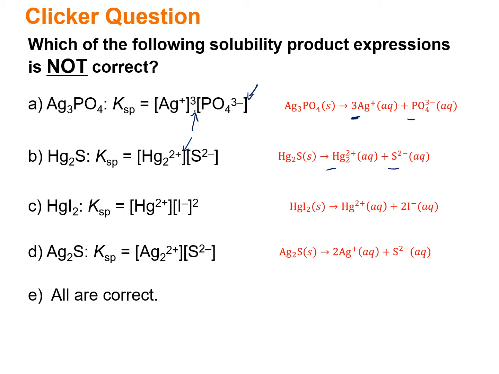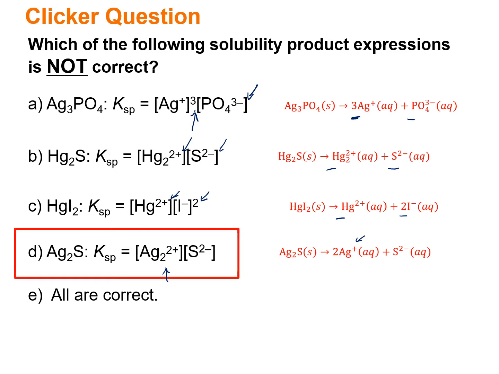The sulfide again has a coefficient of 1. Mercury has a coefficient of 1, and that's consistent with what you see there. And with iodide, we have a 2, and that's what we see up top as the exponent. The one that is not consistent is broken up into the wrong ion. We should get silver plus squared, and instead they have this polyatomic cation, which does not work. So that one is the incorrect one, and we label that one as our answer for this particular problem.